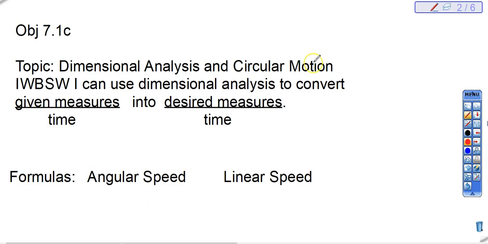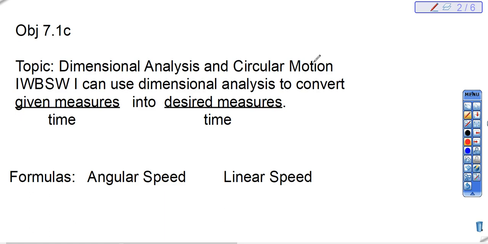Okay, for objective 7.1c, our topic for today is using dimensional analysis when we study circular motion. So it's going to take a couple days. Be patient. But you will be successful when you can use dimensional analysis to convert a given measure over time into a desired measure over time. And we'll explain what that looks like by doing multiple examples when you're working on your practice.